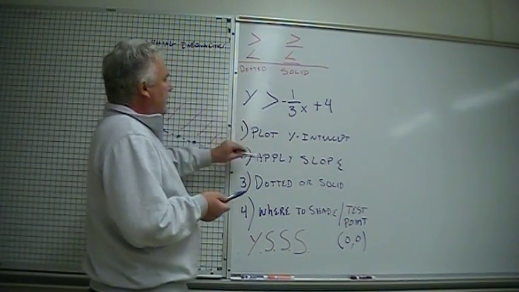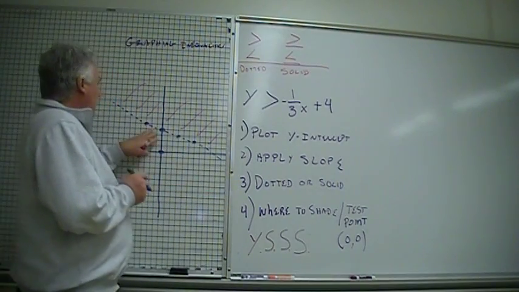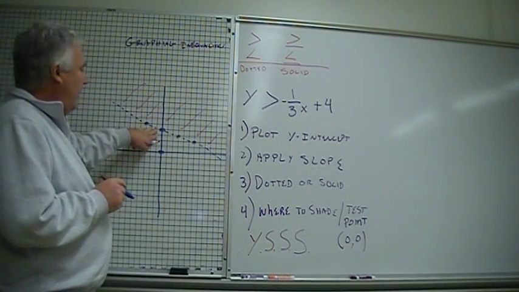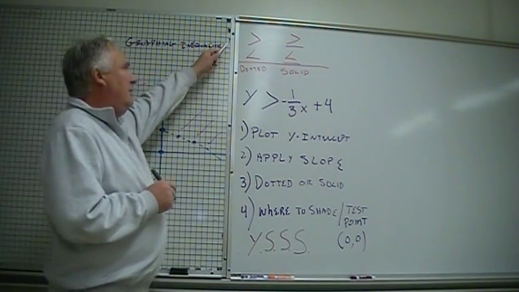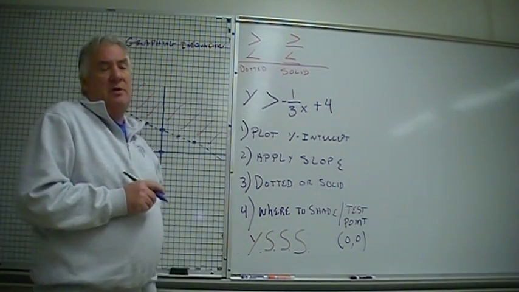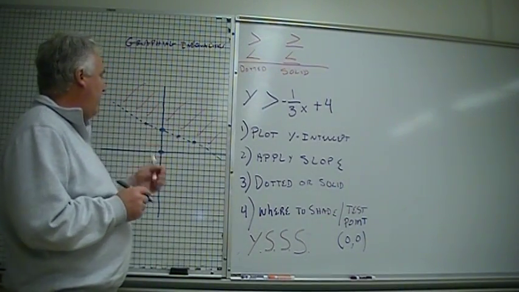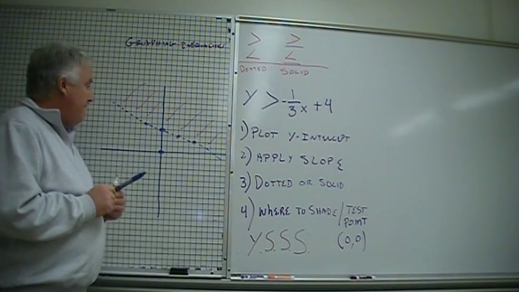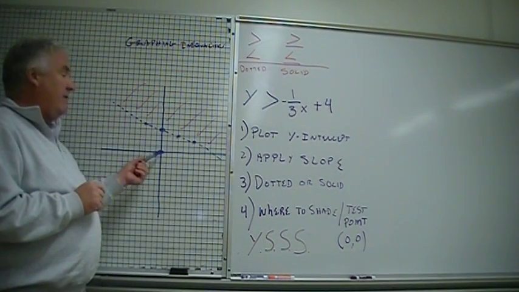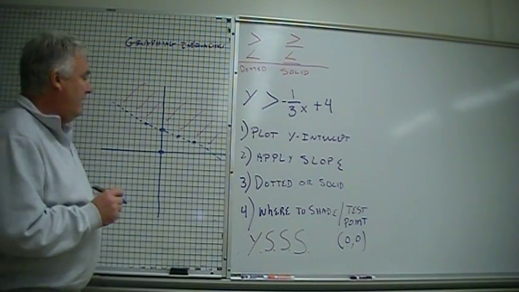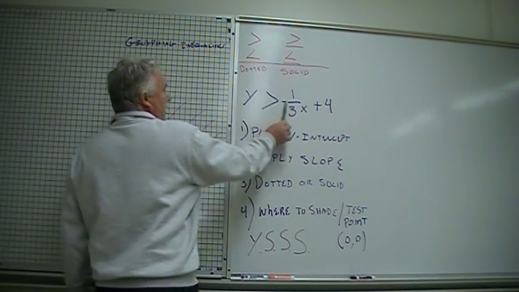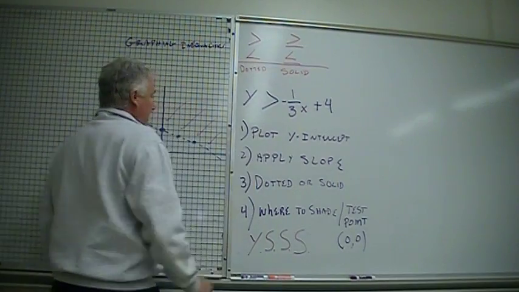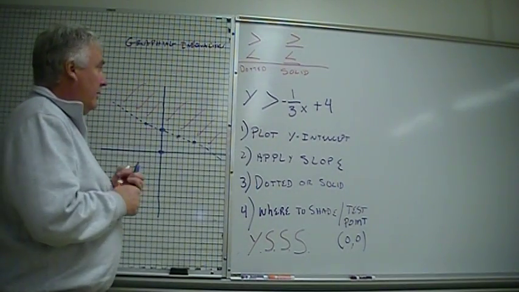And the first two should go pretty quickly. The ability to plot the intercept, apply the slope. This shouldn't take too long about dotted or solid, so you should be able to get 3 of the 4 steps done really quickly. And then it's a question of applying the test point and just getting into that habit of plugging x and y 0, 0 in to see if that side works.